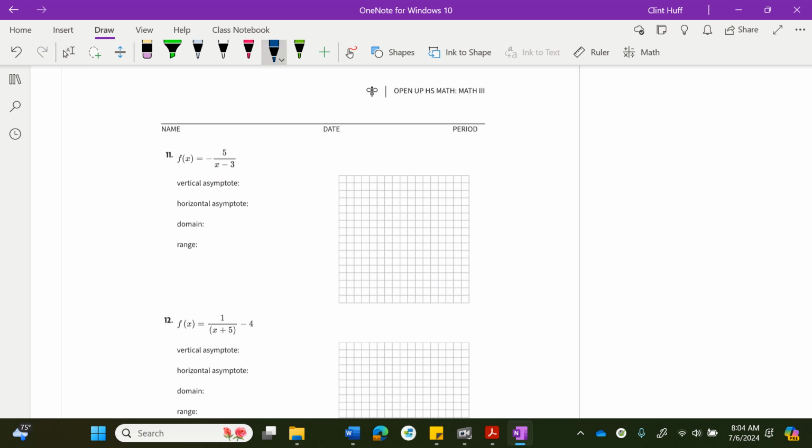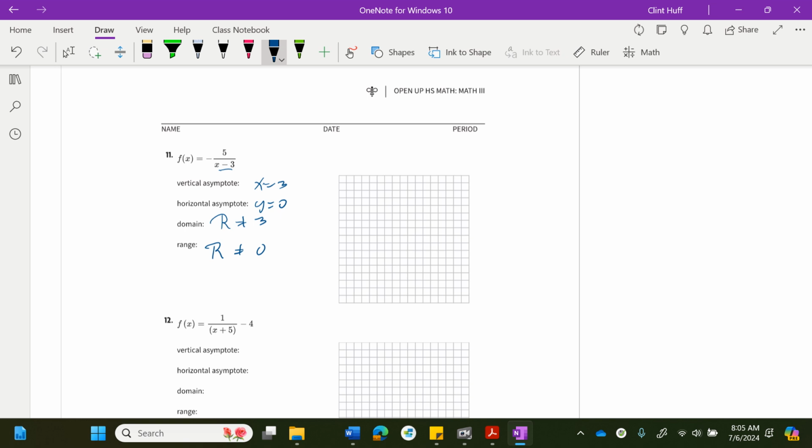All right, the next one, the vertical asymptote is at what? x is equal to 3, getting that from x minus 3. The horizontal asymptote is y equals 0. The domain is all real numbers not equal to 3. And the range is all real numbers not equal to 0.